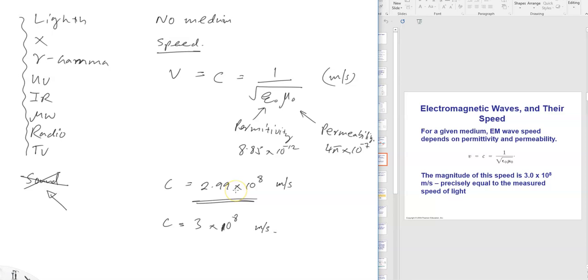Now, if you want to find the speed of light or speed of ultraviolet through, let's say, glass, plug in the numbers: permittivity of glass, permeability of glass. You'll find a number that's kind of close to this, but it will be less than this, right?